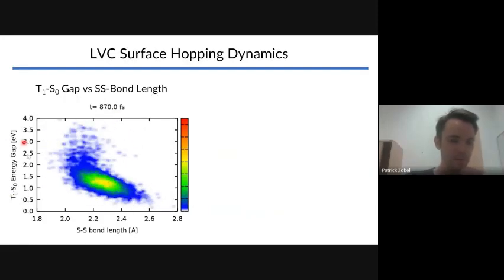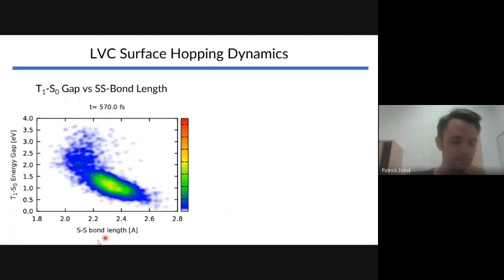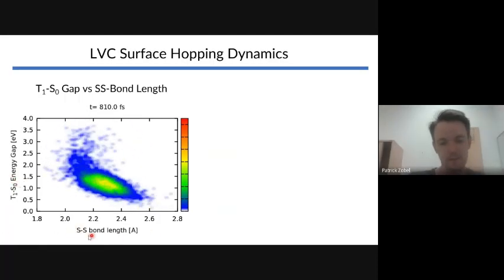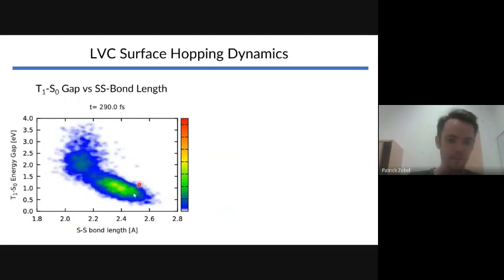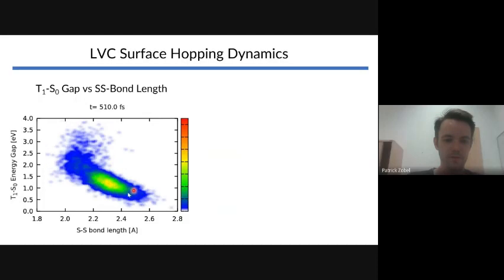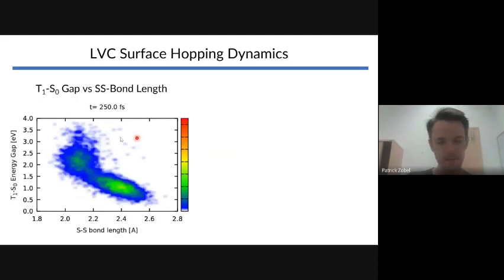You see here, I plot the energy gap between the triplet ground state and the singlet ground state, and I plot it against the SS bond length. You see, initially you start at this region, but then most of the trajectories move to longer bond length, but some part also stays here. So maybe here at some random time, you can see it better.